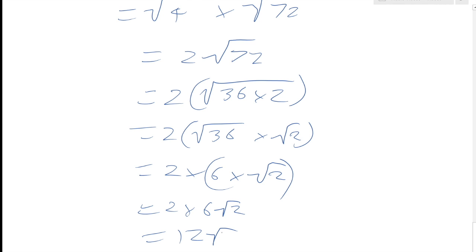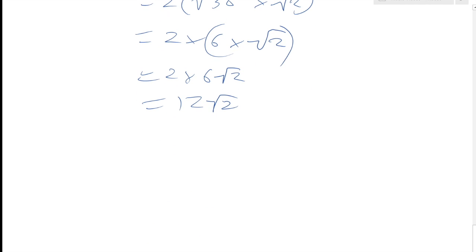And this is another good point to note. If we have a times b root n, that is just going to equal a times b root n.